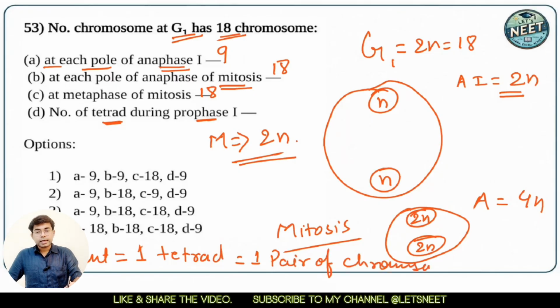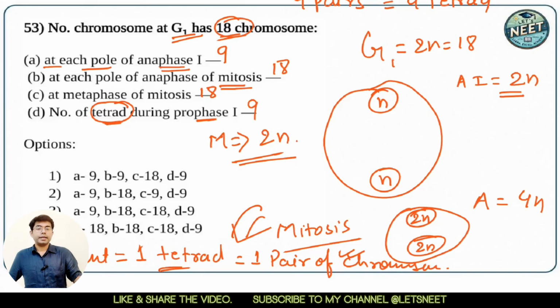So here it is asking number of tetrad. So if we know the number of pair of chromosome, we will say that it is tetrad. So here if I ask how many pair, so 18 chromosomes, so there will be 9 pairs, right? So 9 pairs, so 9 tetrad. Now this relation you remember. Question is asked from here, so the answer here will be 9. So it will be 9, 18, 18, 9. Let's see which one is. So third is the right answer over here.